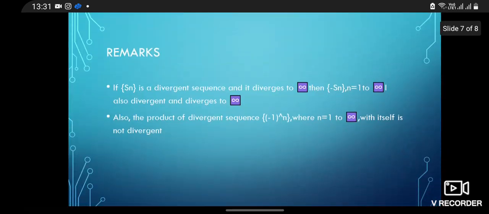So there are two remarks. If sequence Sn is a divergent sequence and it diverges to infinity, then sequence minus Sn where n is equal to 1 to infinity is also divergent and diverges to minus infinity. Also, the product of the divergent sequence minus 1 raised to n where n is equal to 1 to infinity with itself is not divergent.